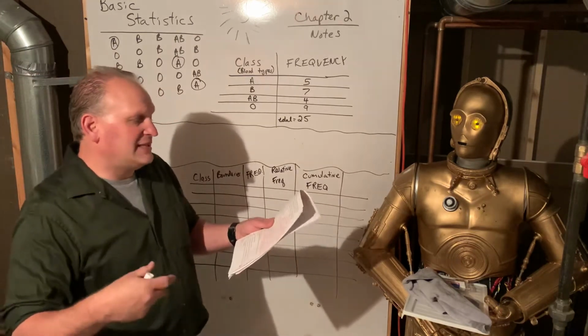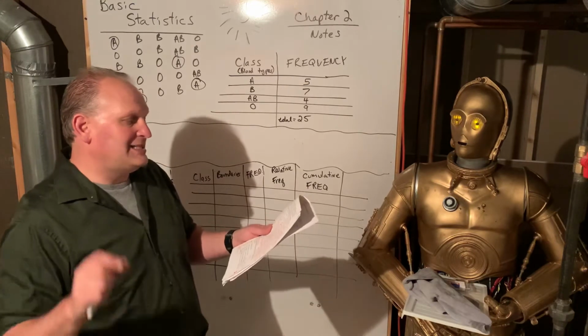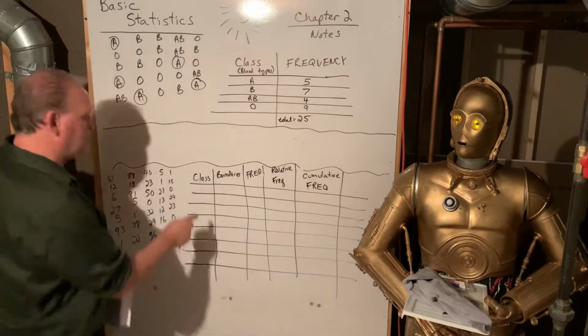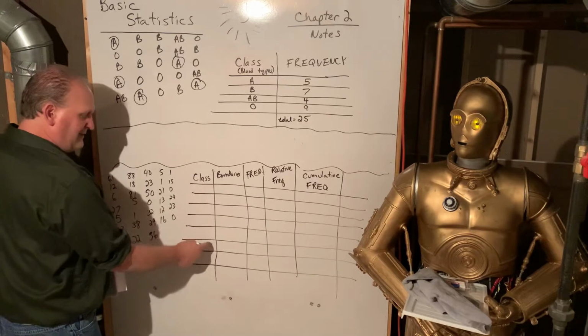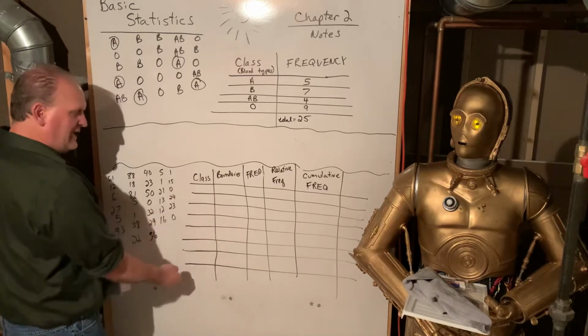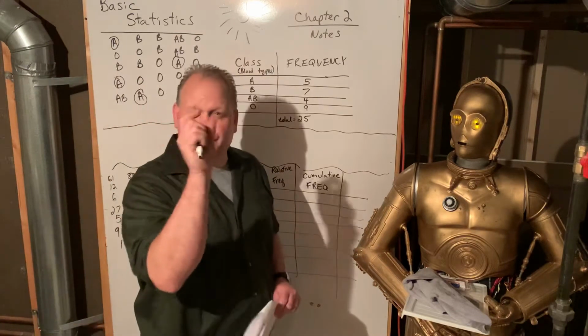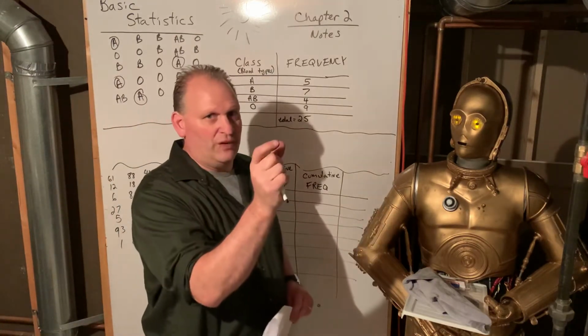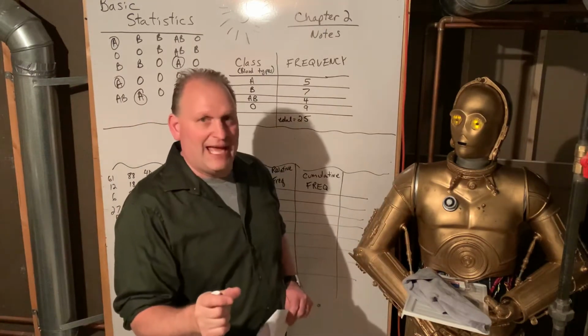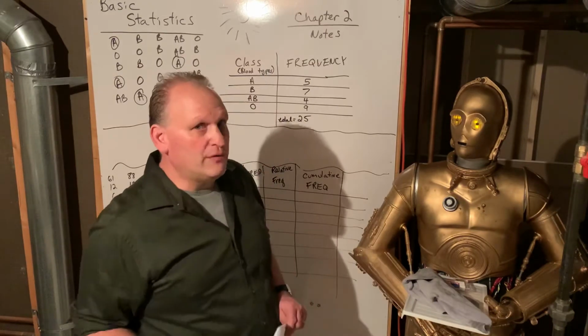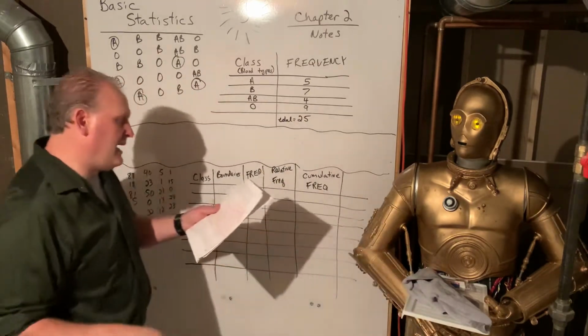So first let's find the class width. They say they want 7 classes. So 1, 2, 3, 4, 5, 6, 7. We want 7 classes. We want to split it evenly though. You can't have different size classes. You can't have one with a width of 14 and one with a width of 10. You have to always have uniform width from beginning to end.